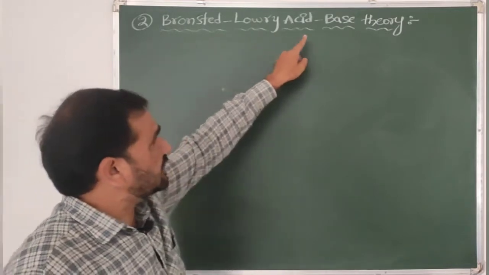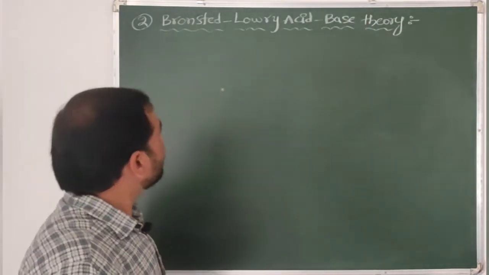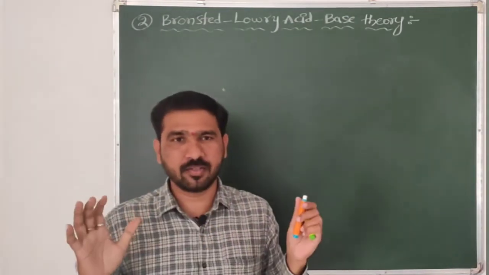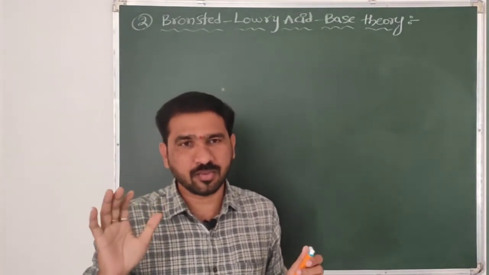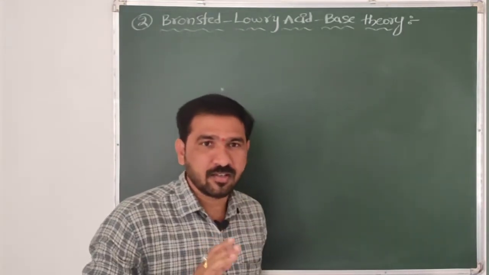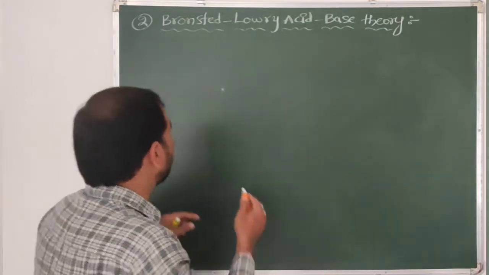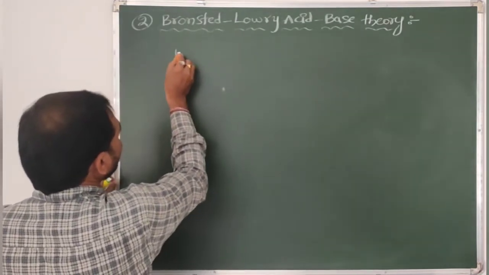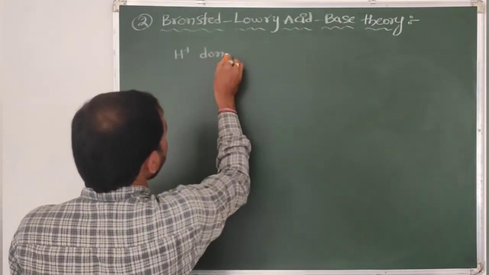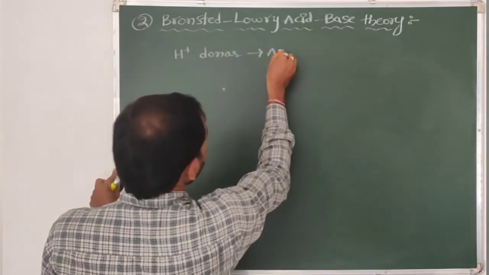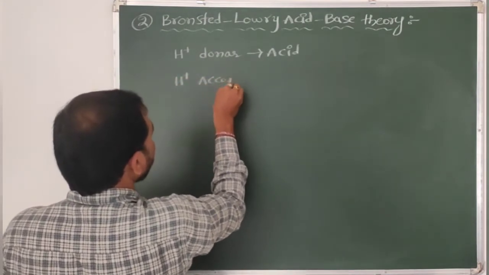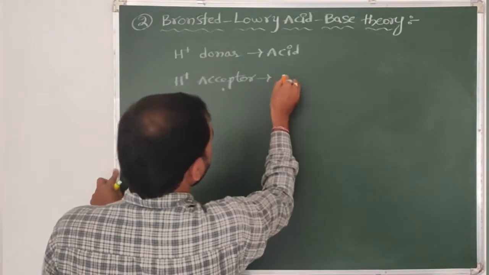According to the Bronsted-Lowry acid base theory, a proton donor is an acid and a proton acceptor is a base, even in the absence of an aqueous medium. Is it clear? That is how the Bronsted-Lowry theory overcomes the limitation of the Arrhenius theory. Proton means H plus. Proton donor, acid; proton acceptor, base.